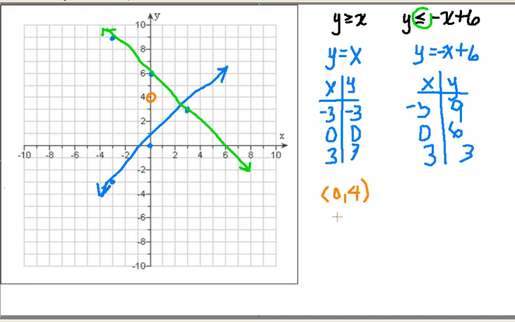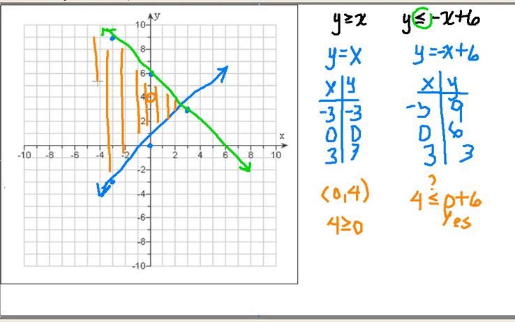Now let's plug that in. Is 4 greater than or equal to 0? Yes, that makes that true. And then over here, is 4 less than or equal to 0 plus 6? Well, yes, that's true too. So yes and yes. So by luck, this is going to be my region. I would shade this entire area here as my solution set.